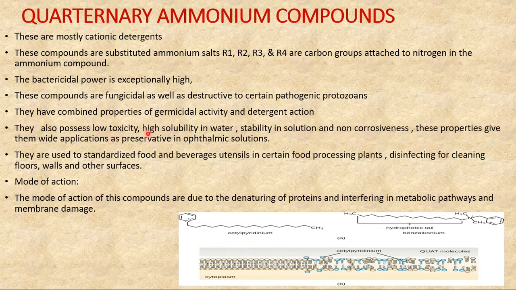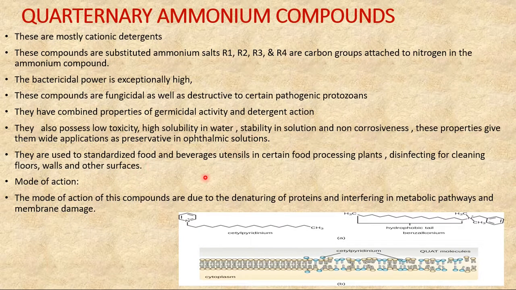They also possess low toxicity, high solubility in water, stability in solution, and non-corrosiveness. These properties give them wide application as preservatives in ophthalmic solutions. Quaternary ammonium compounds are mainly used as preservatives in ophthalmic solutions. They are also used to sanitize food and beverage utensils, in certain food processing plants, and for disinfecting and cleaning floors, walls, and other surfaces.